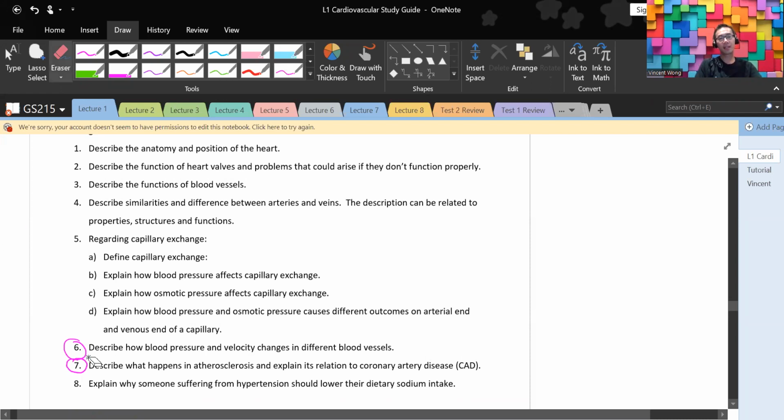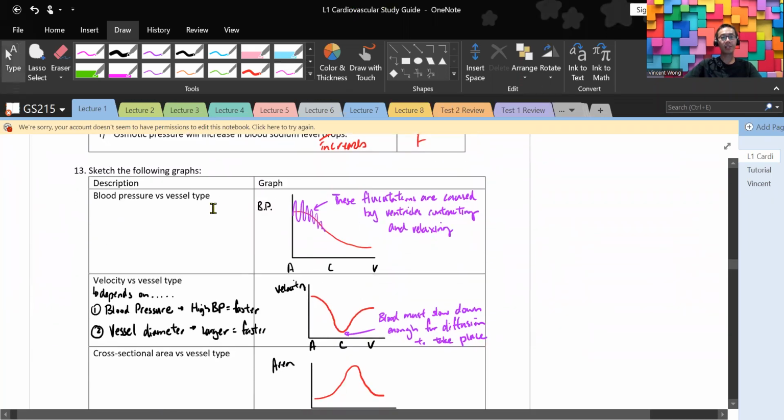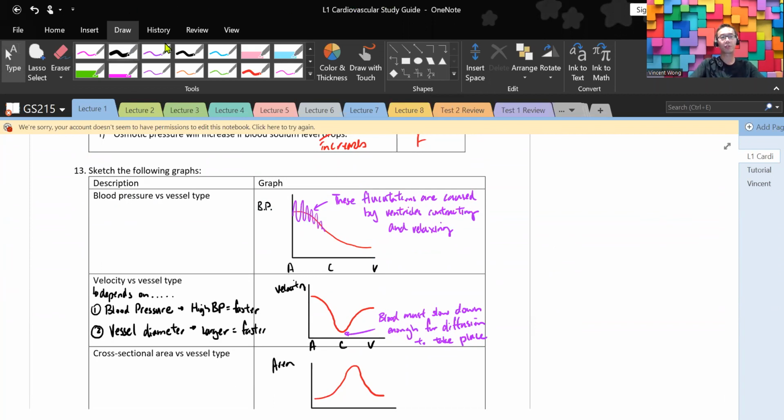Number 6: describe how blood pressure and velocity change in different blood vessels. That's basically the graphs that we did, right? So for blood pressure, it goes down as we move further and further away from the heart, because the heart is the source of the contraction. So that means the artery is going to have the highest blood pressure.